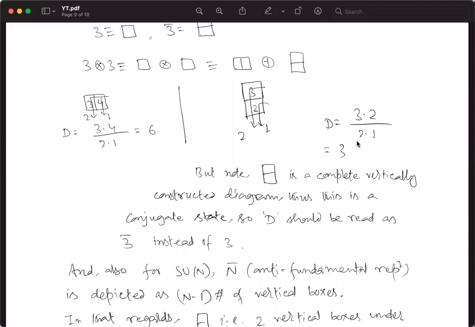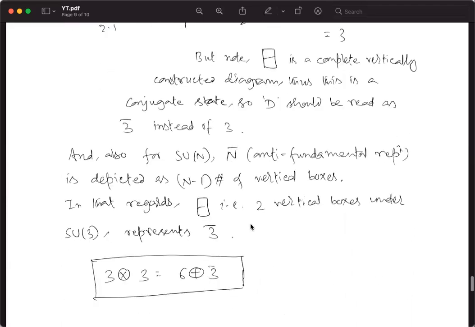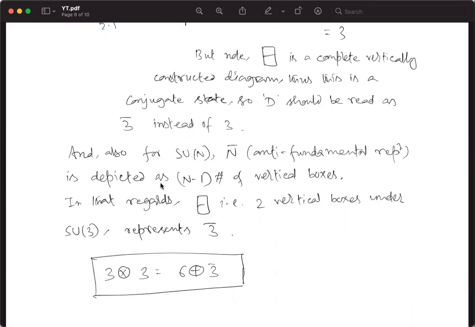But again, every time we have to be careful. Note that this is a vertical box, which is a completely antisymmetric object, or a conjugate state, right? So the dimension is 3, but it is actually represented by a 3 bar, and we can see this structure is nothing but this one. So this is a 3 bar, and 3 minus 1 is 2, so now 2 vertical boxes there. So this is the conjugate representation. For SU(N), N bar is the anti-fundamental representation depicted by N minus 1 vertical boxes. So from that notion also we get that the two vertical boxes for SU(3) is 3 bar, and 3 times 3 gives me 6 plus 3 bar.